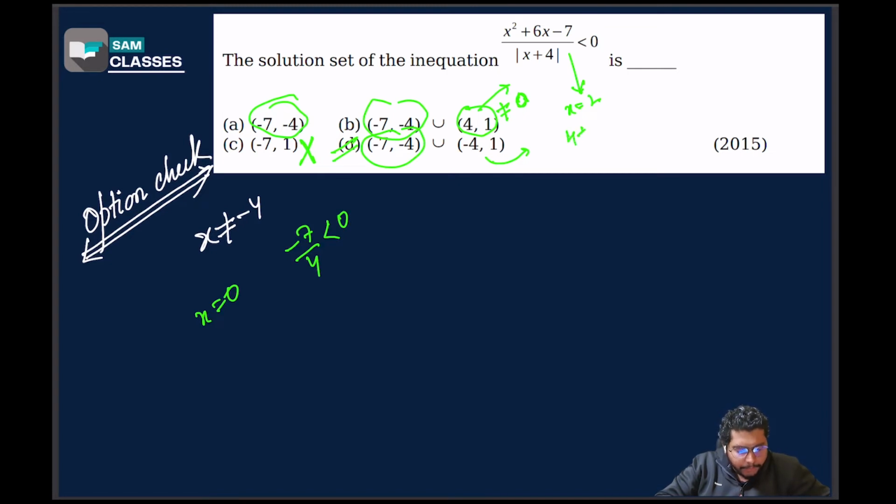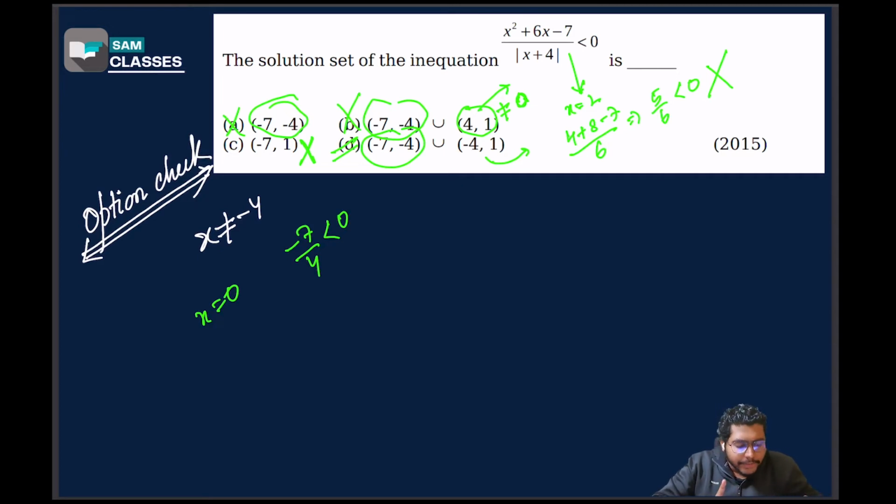So I'll get 4 plus 8 minus 7 by 6. So basically I am getting 12 and 5 by 6. Is 5 by 6 less than 0? No. So 2 is not satisfied, so B cannot be an option. A also can't be the option because 0 is also satisfied. So directly by option checking, I can get the answer in 30 seconds.